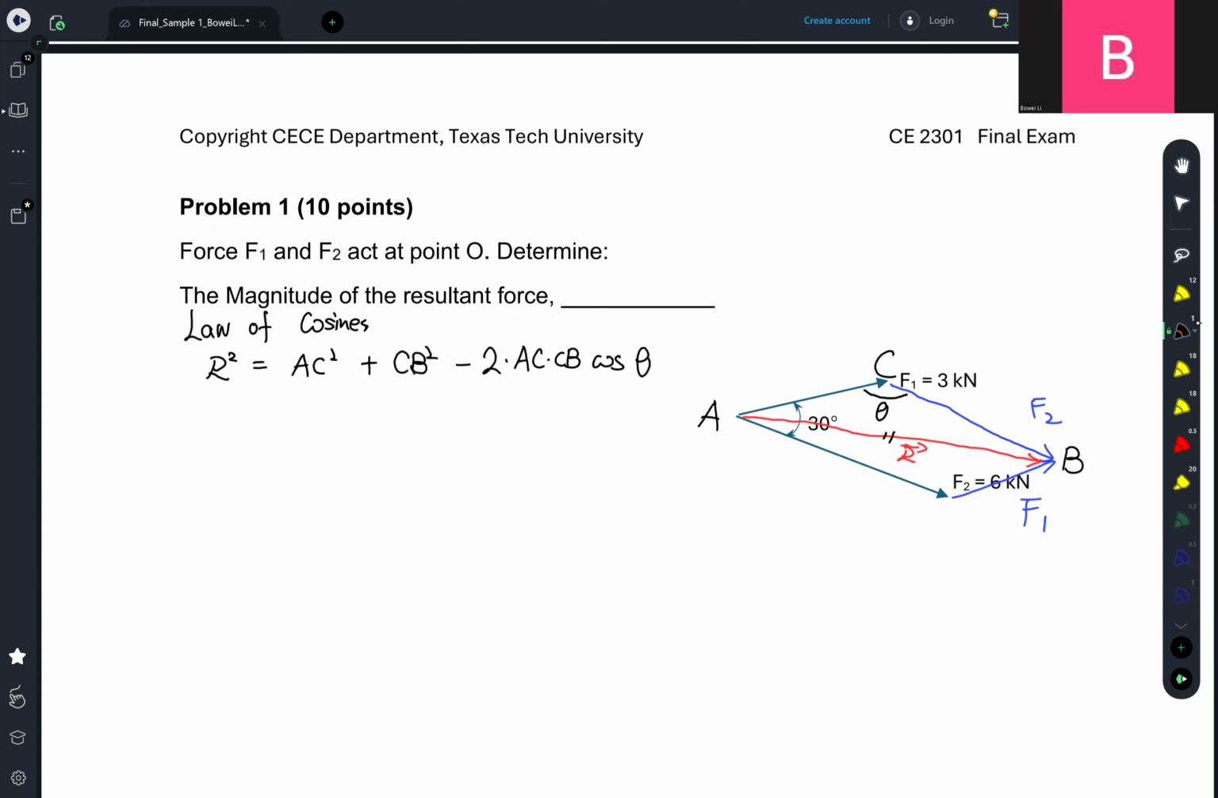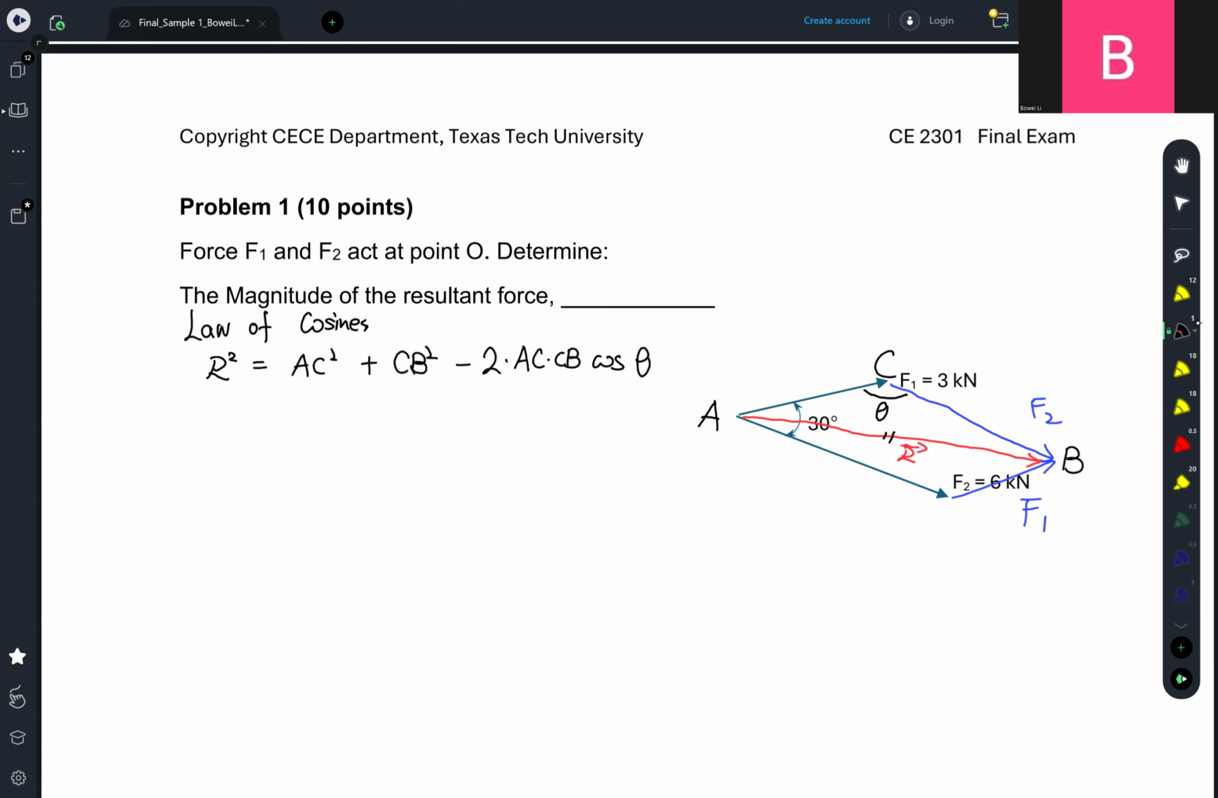Okay, so now if you look at the formula here, what do we know? We know AC, right? It is actually the magnitude of F1. Do we know CB here? Yes, right? Because it is the magnitude of F2. Okay, so what we only don't know here is theta, right? But can we find theta out?